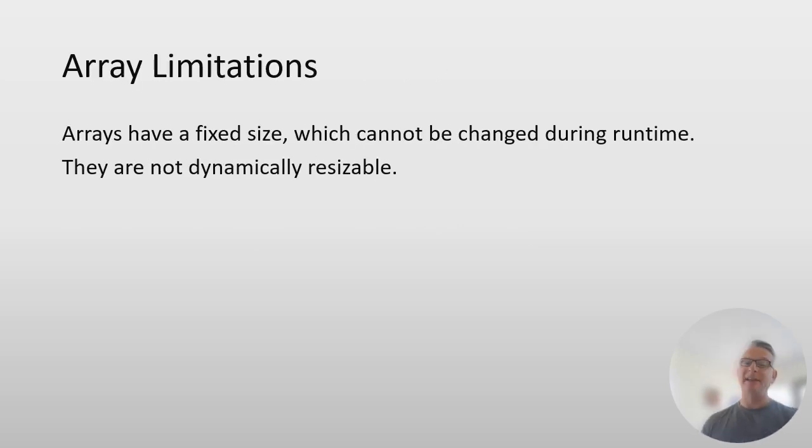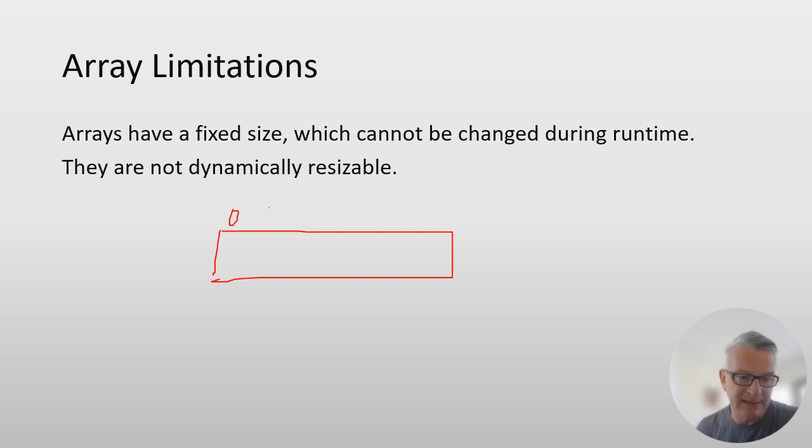Arrays have a fixed size, which cannot be changed during runtime, so they're not dynamically resizable. So during runtime, we can't do anything with it. Like I said, it allocates a continuous block of memory, and then it indexes it 0, 1, 2, 3, 4. Each one of these blocks of memory will hold an integer.